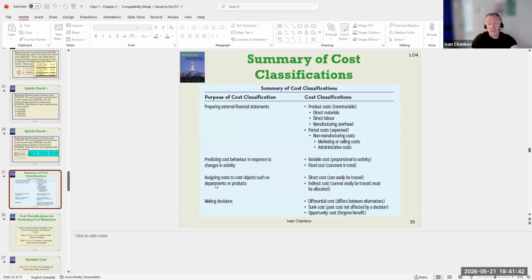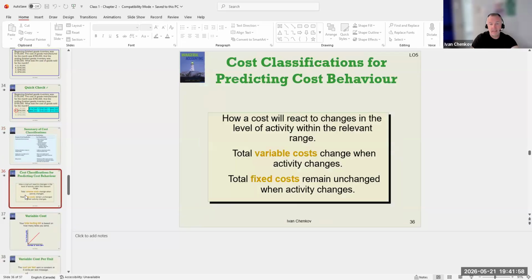Now, the other thing is assigning the cost to the object. We can have two types of cost, direct cost and indirect cost. And for decision making, we're going to see there are different costs: differential cost, sunk cost, opportunity cost, all those different interesting costs. Let's go now with the classification for predicting the cost.